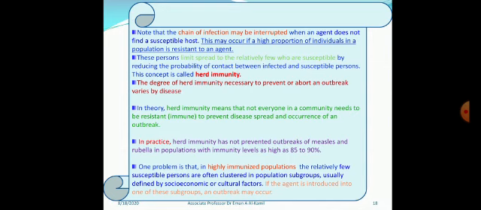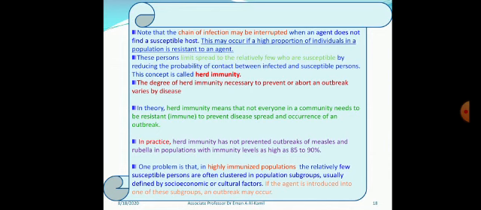Note that the chain of infection may be interrupted when an agent does not find a susceptible host. It is important to know the chain of infection because it shows us where we can interrupt this chain at different stages. This may occur if a high proportion of individuals in the population is resistant to an agent. That's why it is important to vaccinate all the children with the specific vaccines by the schedule program.